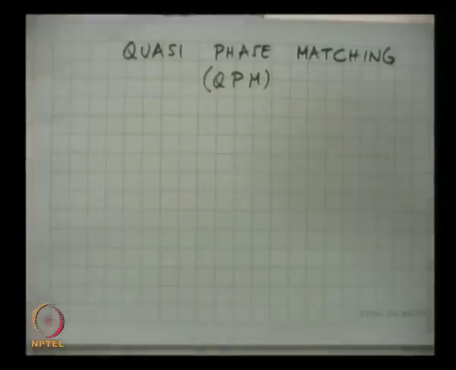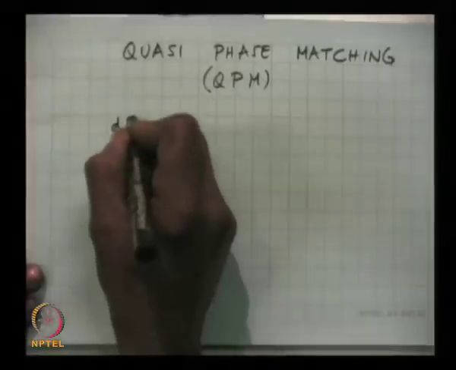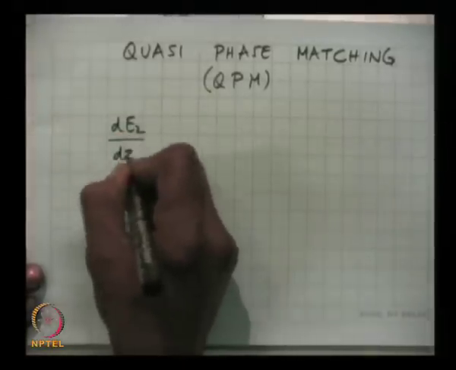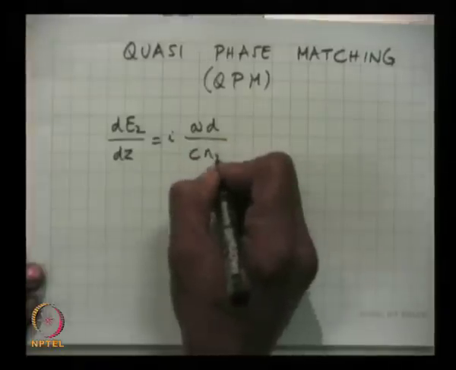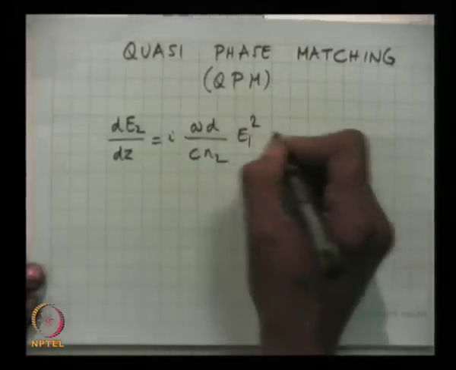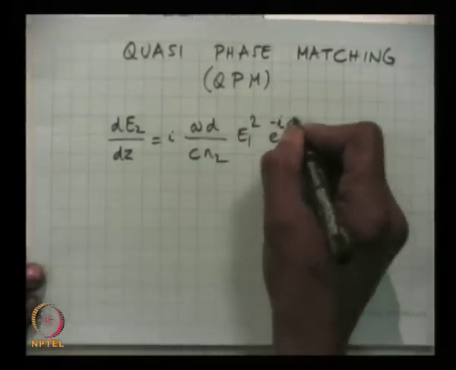So, what do I do with this? There are other techniques, and quasi-phase matching is a very, very important technique, which actually was proposed way back in 1962 by Bloembergen and his group, and I will tell you what is the basis for this. Let us look at this equation again. dE2/dz = i ω d/(c n2) E1² e^(-iΔk z).